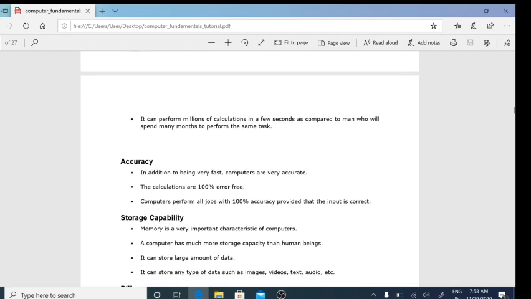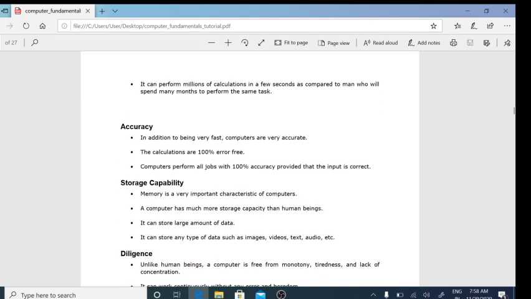Next is the storage capability. A computer has a storage capacity that is known as memory. This storage capacity is much more than that of human beings. It can store a large amount of data, and it can store the data as images, video, text, audio, in any form.